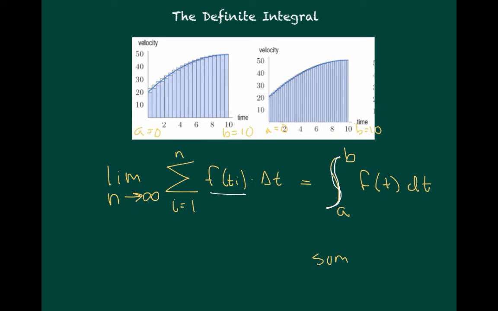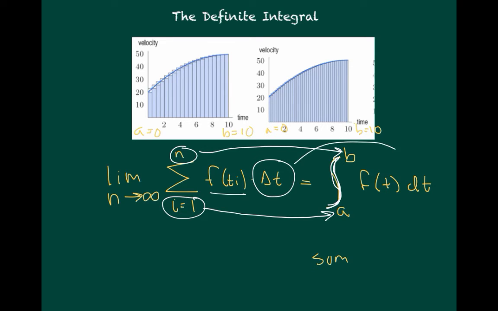The upper limit becomes represented as the actual number. The lower limit becomes the actual number where you started. F of t just stays as f of t, and most importantly, or just as importantly, the delta t becomes dt. This is the definite integral. You'll definitely want that in your notes and be comfortable with what all these different numbers in the notation mean.